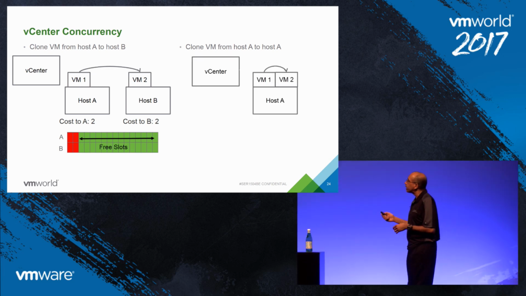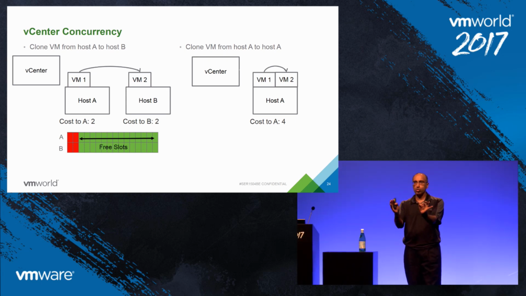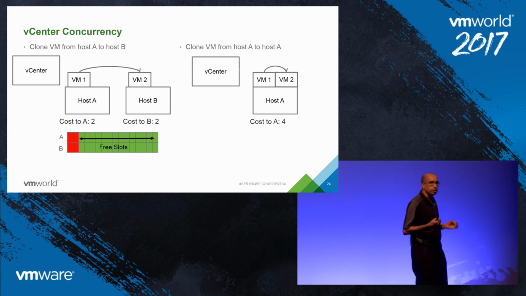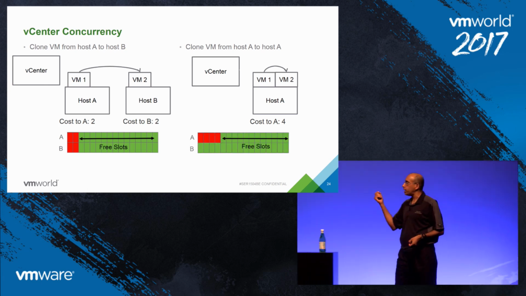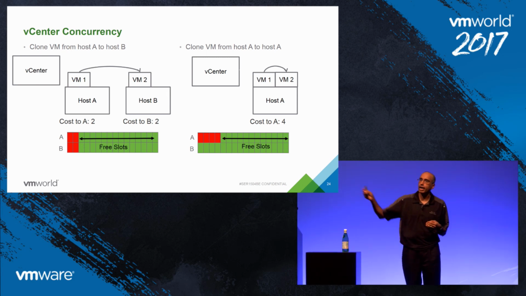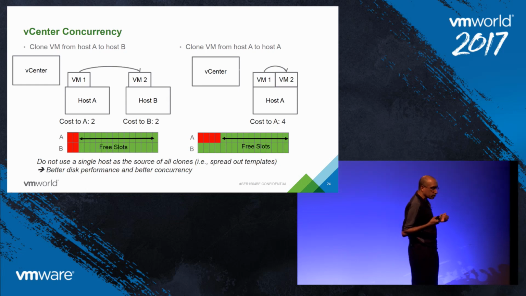Now let's contrast that to if you were to clone a VM from a host to itself. You can sort of imagine what happens. The host gets charged as the source, so it gets charged 2 units. It also gets charged as the destination, so it again gets charged 2 units. And the picture looks something like this, where A actually has fewer free slots than it had in the previous case.